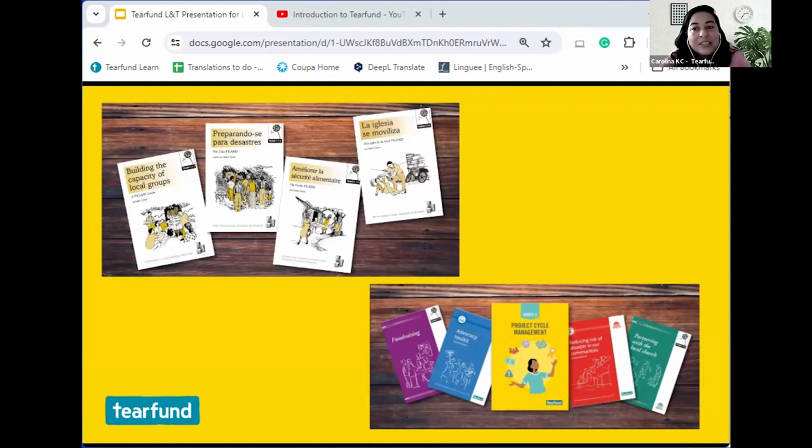So on the other side, we have the Roots guides, which are more strategic level topics. And these were written collaboratively, pooling knowledge and experience from Tearfund staff and partners around the world in order to best meet the needs of this more specific audience. And we were talking about things like resource management, human resources, peace building, governance, etc.